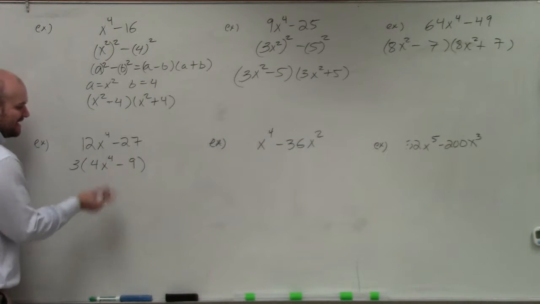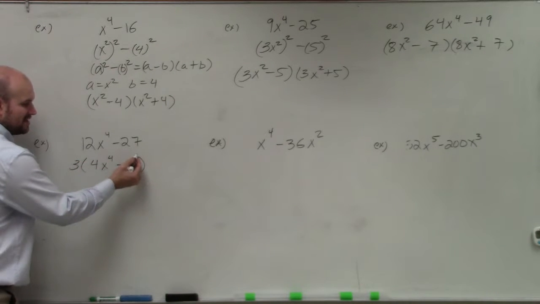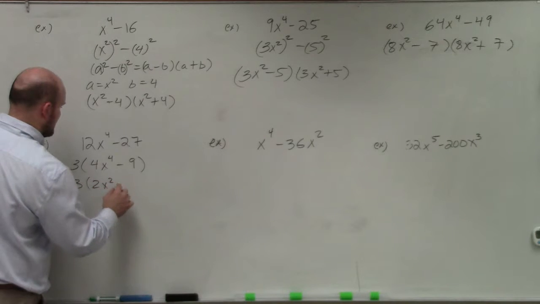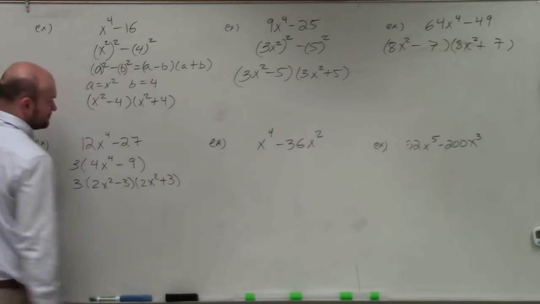So now, is 4 a squared number? Yes. Is x to the fourth a squared term? Yes. Is 9 a squared term? Yes. So therefore, I can now rewrite this as 2x squared minus 3 times 2x squared plus 3.